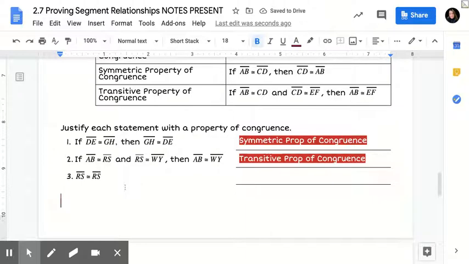And the third statement here says line segment RS is congruent to itself, line segment RS. That's your reflexive property.